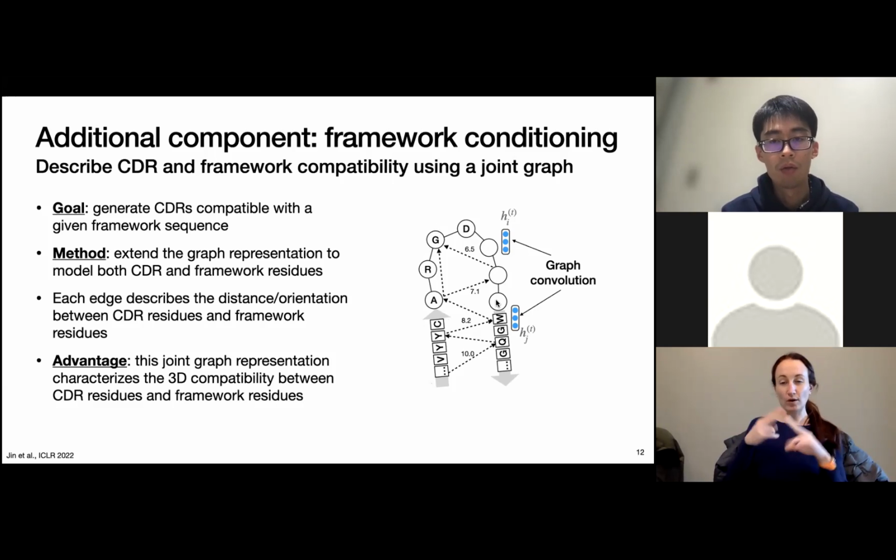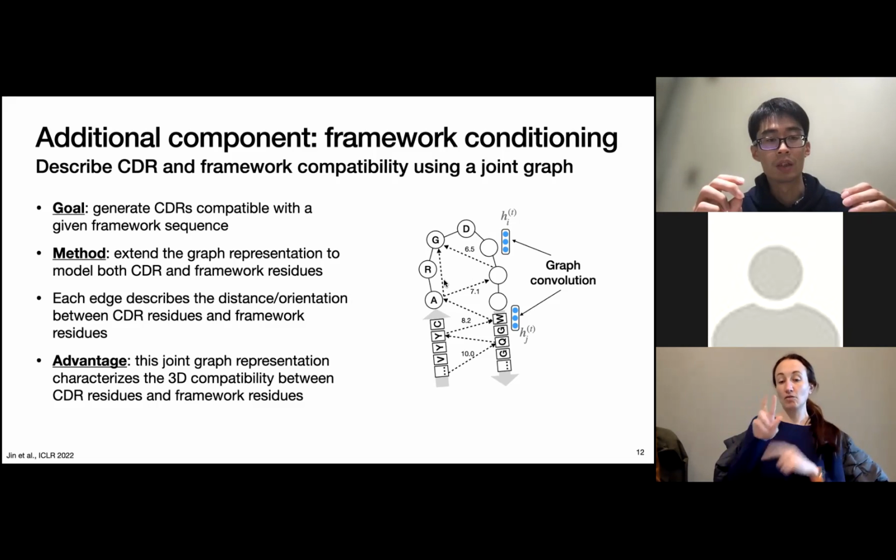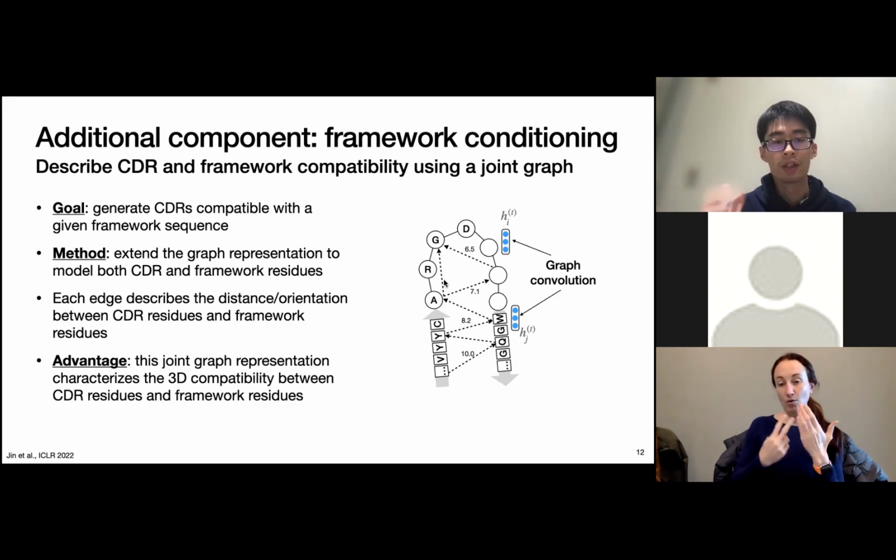So what we do here is we can still operate on this iterative refinement idea, but extend this graph to a joint graph over the CDR and the framework region, right? So basically, we have each edge describing the distance or the orientation between the two residues. But it could be both. The residues will incorporate both the CDR residues and the framework residues.